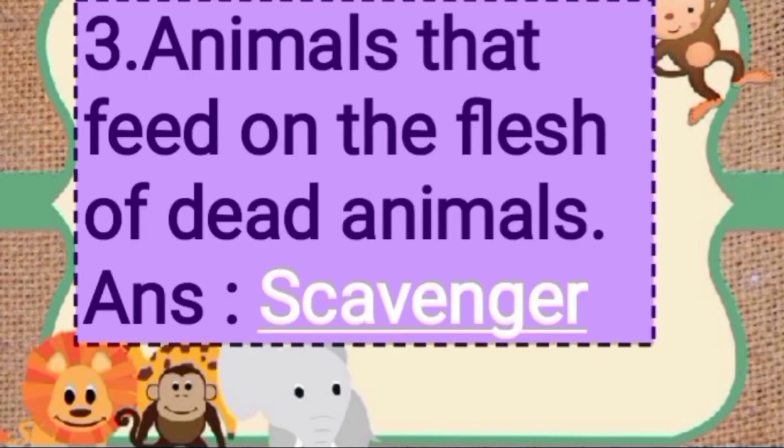Now next, animals that feed on the flesh of dead animals. Answer, scavengers. So the animals who eat dead and decaying plant or animal material are scavengers, and the remains of hunted animals are one type of opportunity for this kind of animals to eat.